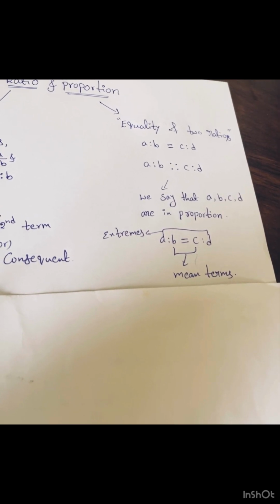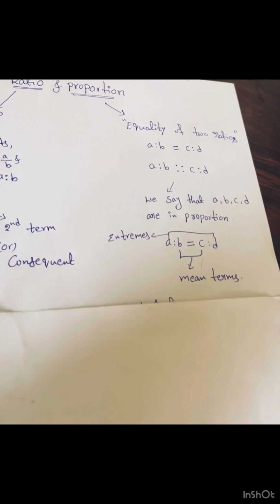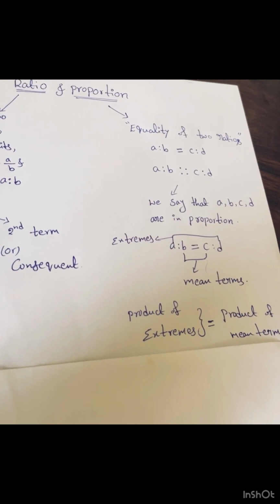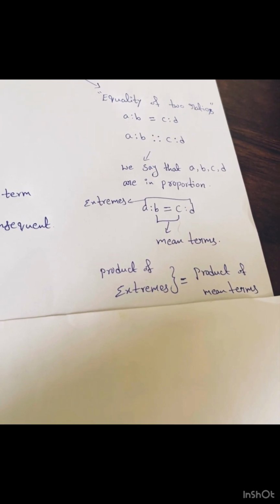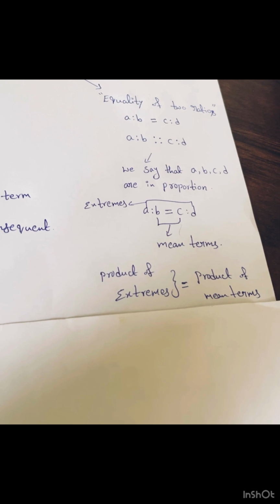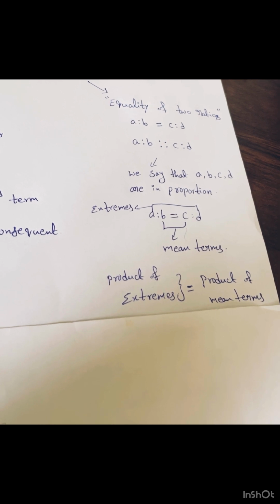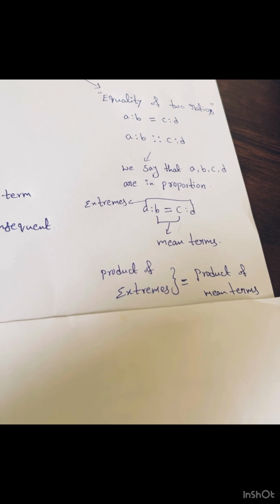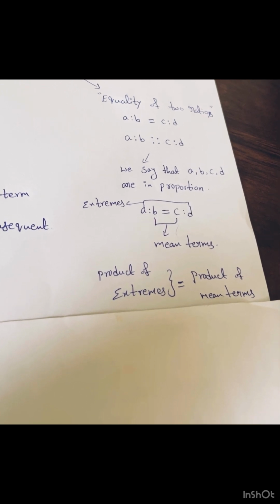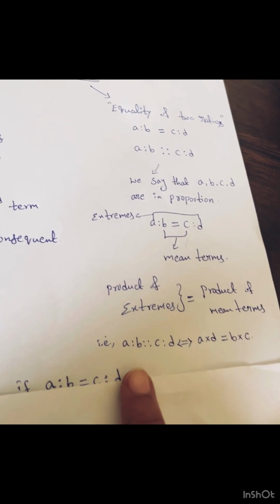At that time, one formula exists, that is, the product of extremes is equal to the product of means. That is A into D is equal to B into C. So the product of extremes is equal to the product of means. This formula exists if A, B, C, D are in proportion. Only at that time this formula exists. So this is an if and only if condition.